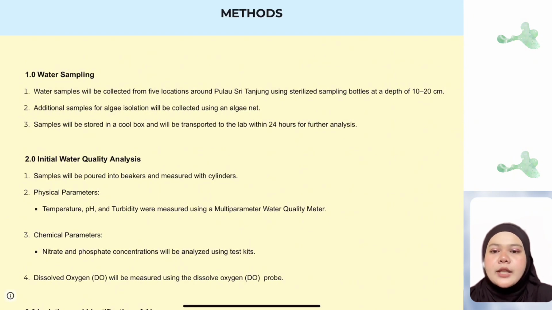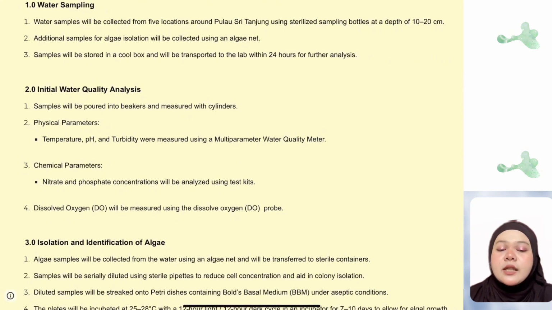Then, we will do initial water quality analysis. Samples will be poured into beakers and measured with cylinders. The physical parameters such as temperature, pH, and turbidity will be measured using a multi-parameter water quality meter. For the chemical parameters, nitrate and phosphate concentration will be analyzed using a test kit. Dissolved oxygen (DO) will be measured using the DO probe.